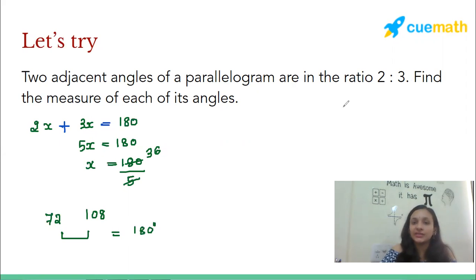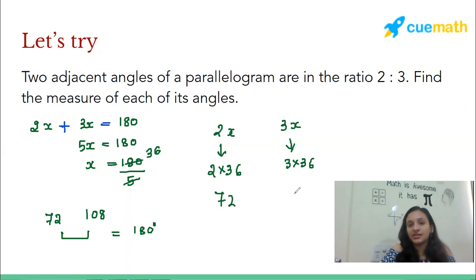So all what we did is we took the two angles to be 2x and 3x, added them together, and you would only be able to solve this problem if you know the property of the parallelogram that says the adjacent angles add up to 180. So we solved for x, we got the value of x to be 36, plugged in 2x and 3x. That basically means 2 times 36 and 3 times 36. So 2 times 36 is 72. 3 times 36 is basically 108. So that's how we solve it.